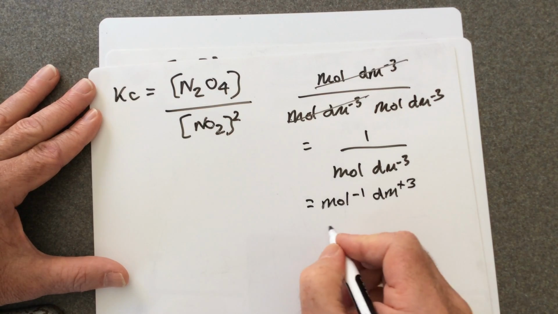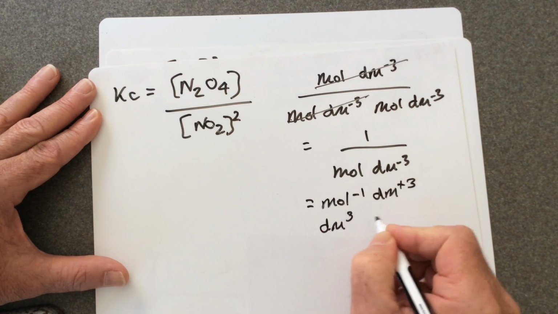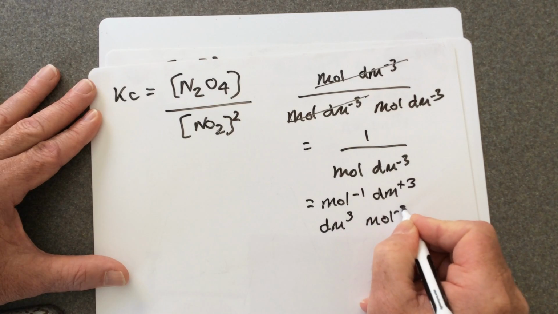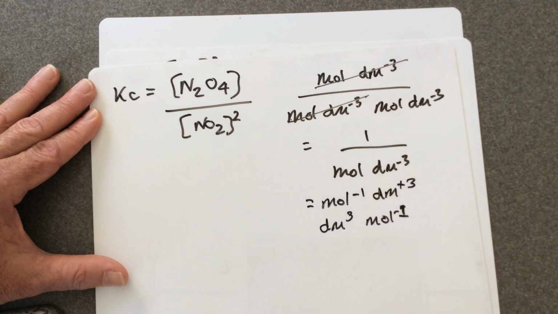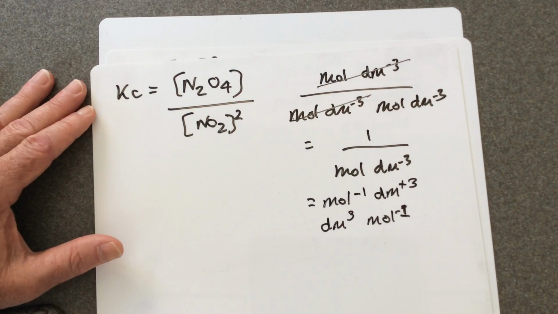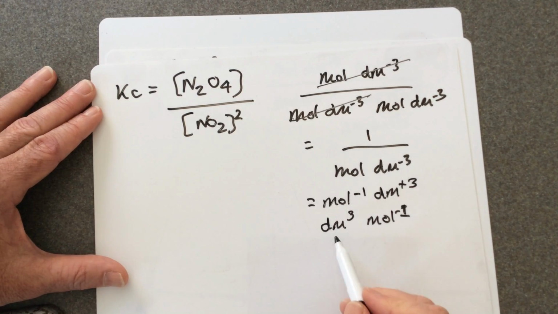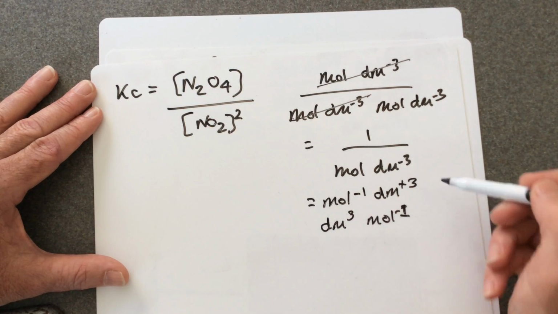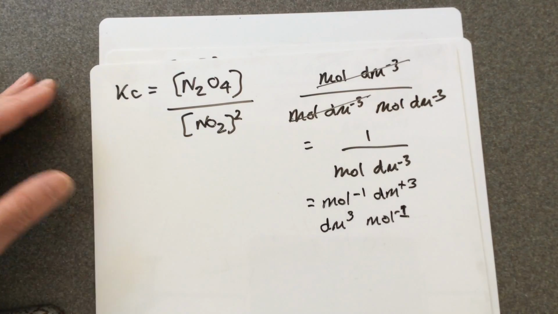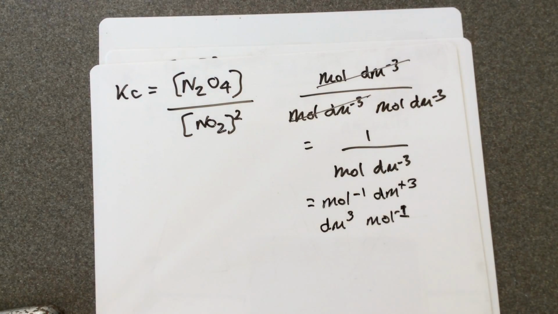Now that will often be written dm cubed mole to the minus 1. It doesn't really matter which way round you write this. This is what it would say in the mark scheme, and this one would be in the alternative mark scheme. Extra guidance for the examiner.